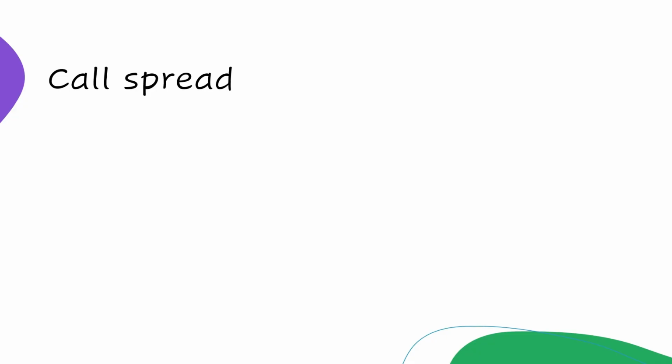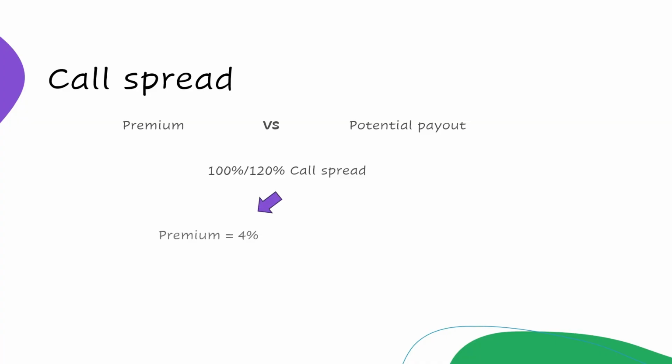When we look at call spread, the main feature that we need to pay attention to is the premium to payout ratio. For example, for a 100%, 120% call spread with premium 4%, the max payoff is 20%. In this case, call spread buyers risk 4% premium to get a max payout of 20%. The payout ratio is 1 to 5. This ratio is the key metric to determine if we want to trade the call spread.